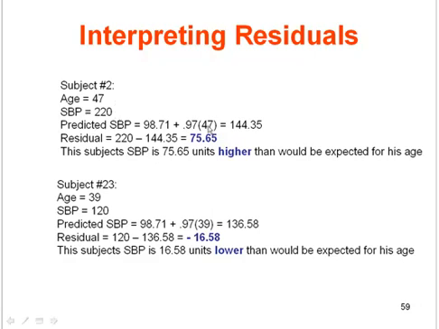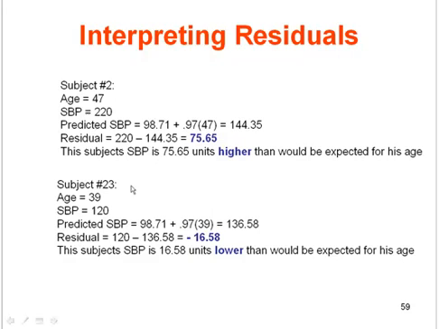This 47-year-old person would be expected to have a blood pressure of 144.35. We get this value by substituting 47 into the linear regression equation. The difference between the actual and predicted blood pressure in this case is 75.65, and this is the residual for subject number 2. We interpret this as subject number 2 has a blood pressure that is 75.65 millimeters of mercury higher than would have been expected for a 47-year-old person.